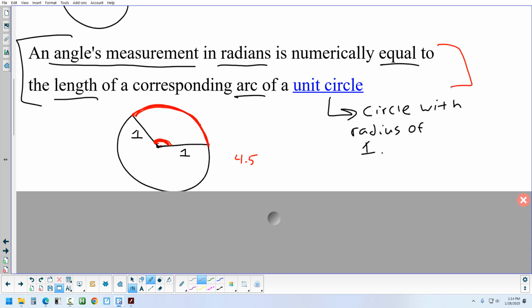Now, does it matter what unit you use? No, it would just be whatever unit that is. Is that 1 inch, 1 foot, 1 centimeter? It's all just going to be consistent. So whatever unit, if you're saying this is a circle of 1 foot, then when you measure your piece of string, you measure it in feet. But the unit can be anything you want.